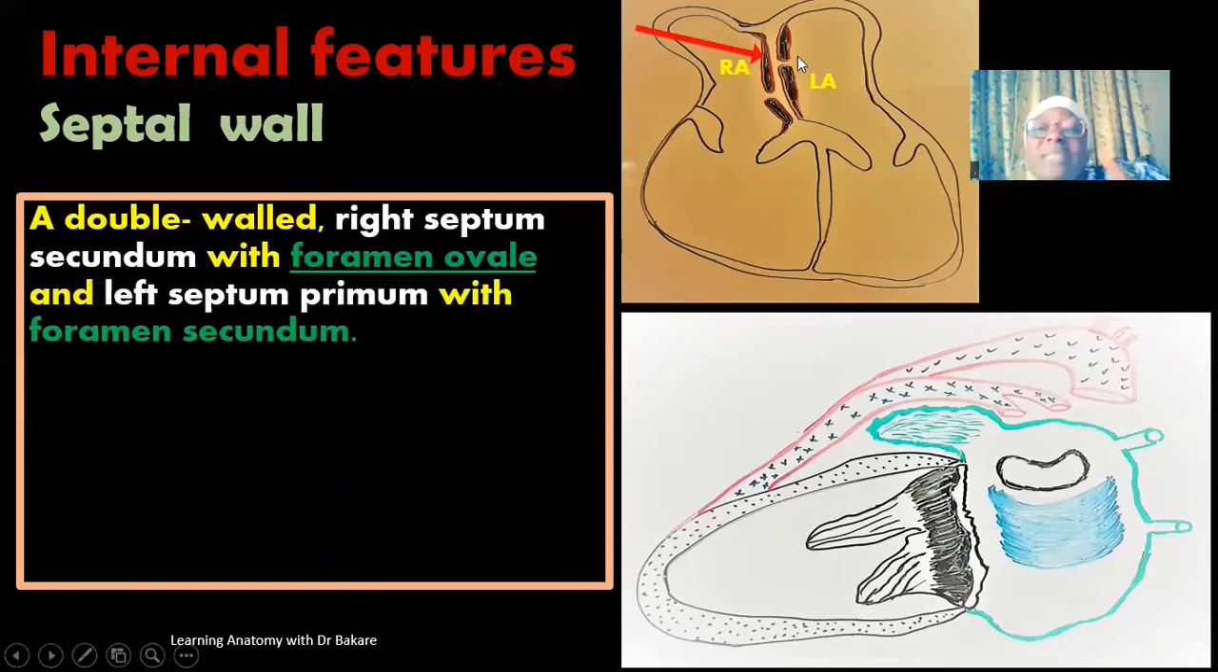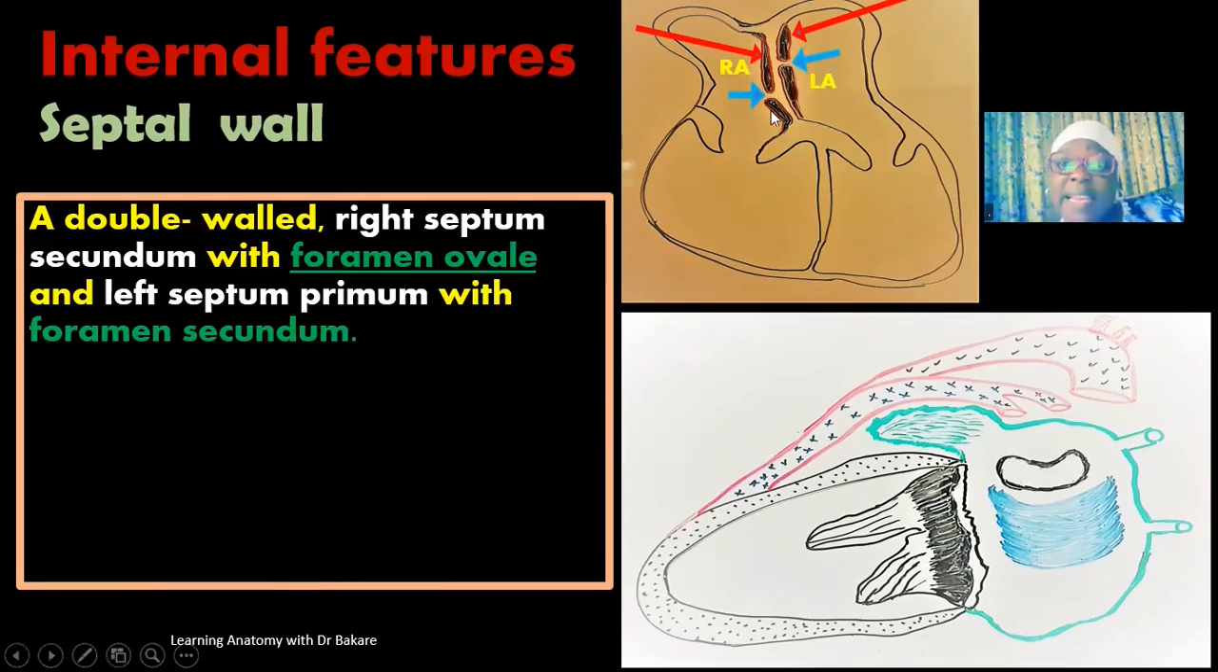Because we say it's a double wall or double layered septum, on the left side, we have another septum that also contributes to the formation of the interatrial septum, but of course within the left atrium, and this is called the septum primum. And this septum primum is seen within the left atrium. So within the right atrium, what we see is the septum secundum, while in the left atrium, what we see is the septum primum. So these two septa have foramina within them.